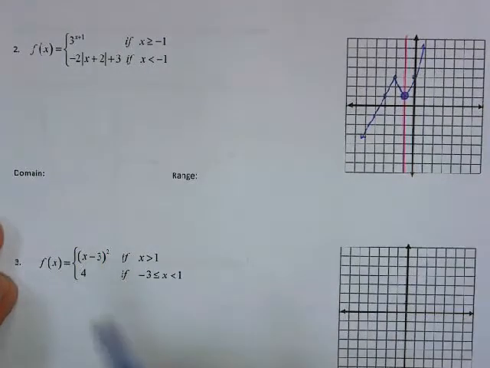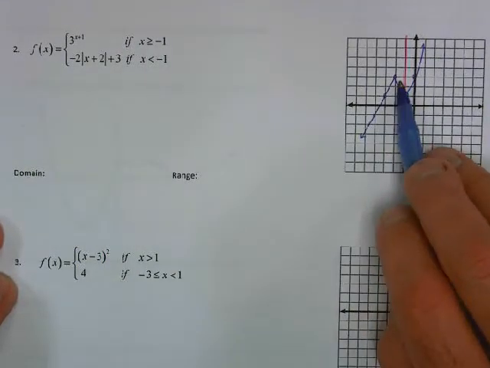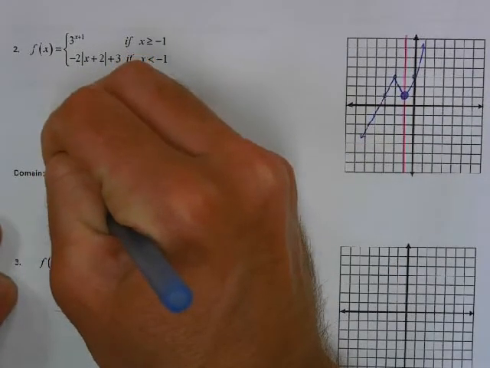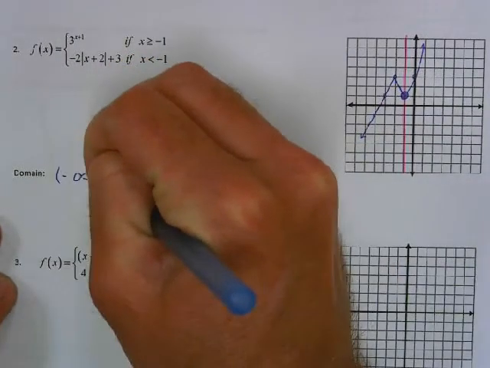In other words, x can be anything. It goes to the left forever. There's no holes in my graph, and it goes to the right forever. So my domain is all reals, from -infinity to +infinity.